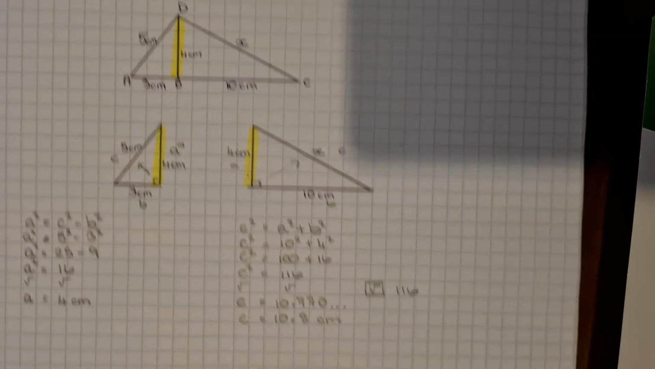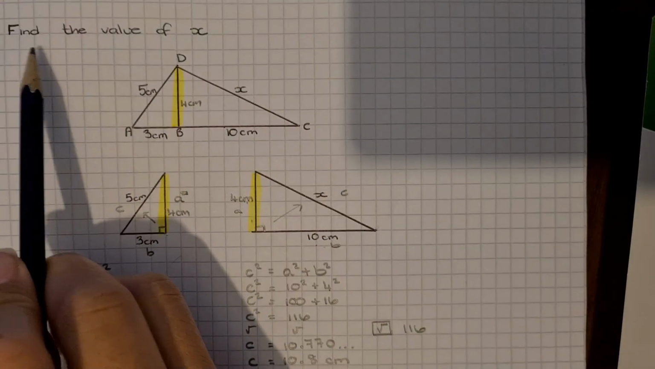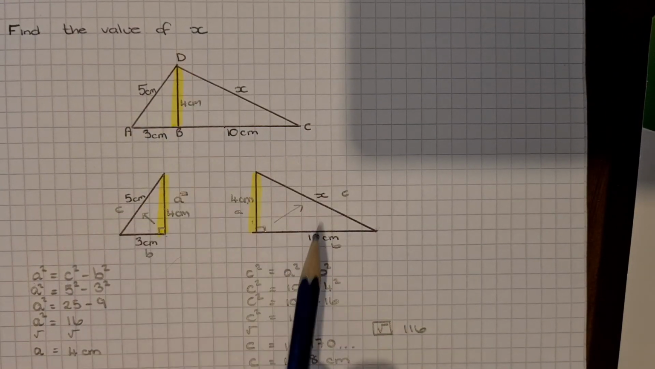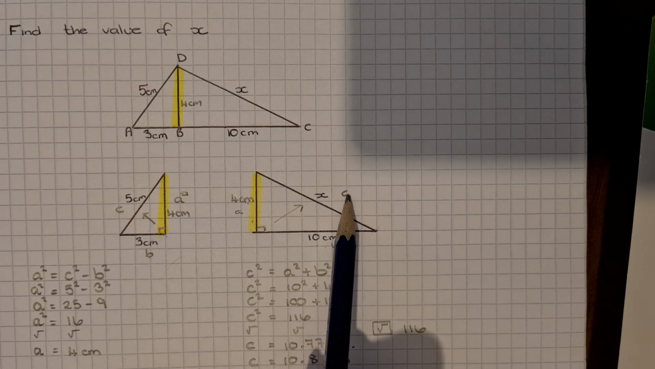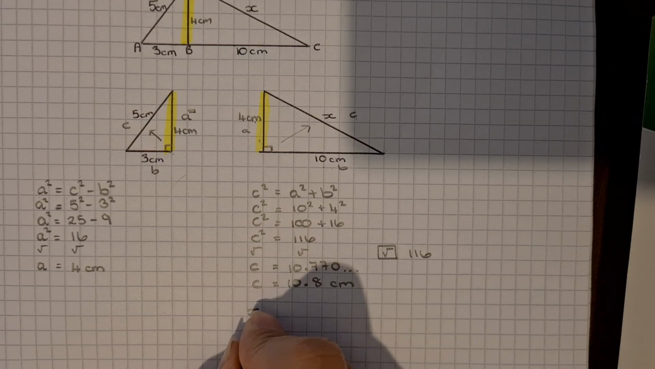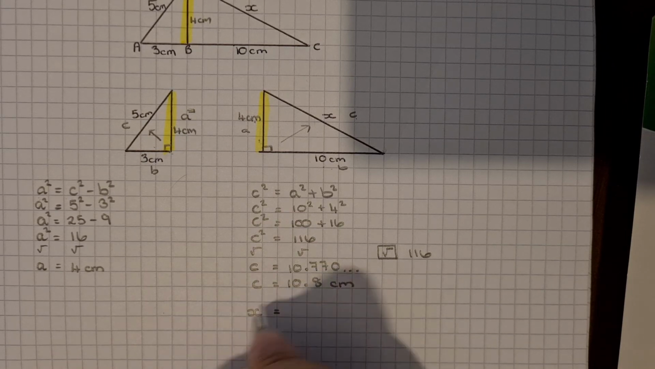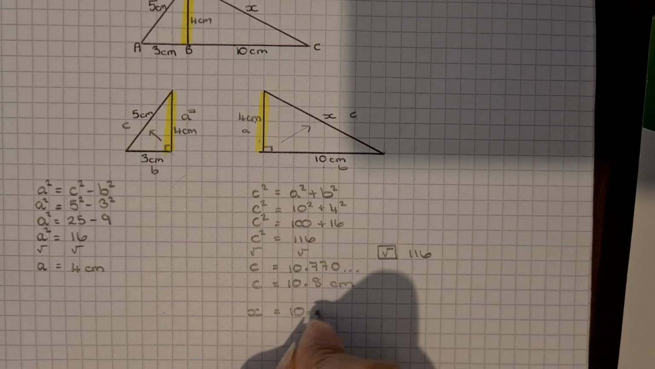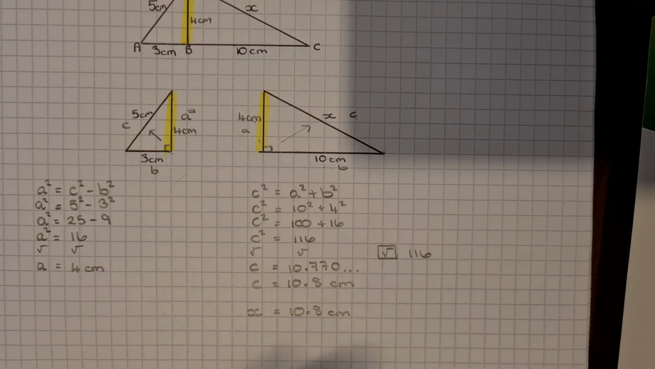In the question, if we go up to the question, they did ask for the value of x, so we called x c. So underneath, if this was a test or an exam, I'm just going to write x equals 10.8 because that's what they called it in the question.